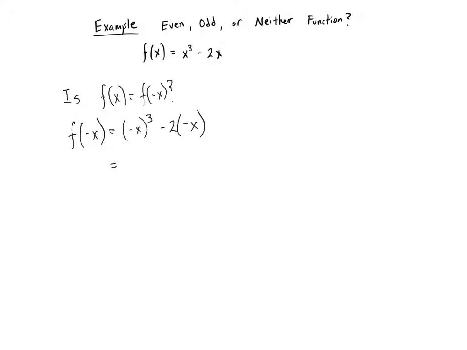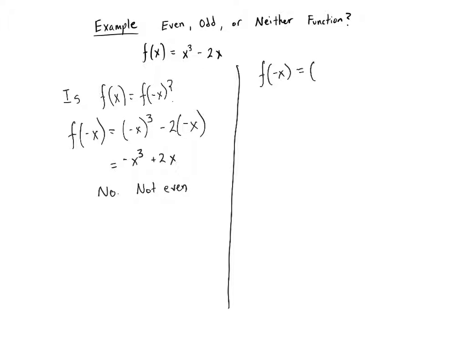So you simplify. What's negative x cubed? Negative x cubed. What's negative 2 times negative x? Positive 2x. So you don't get the same thing? No, not the same. So it's not even. So it could be odd or neither. We'll have to try the odd one. So we plug in a negative x, simplify it, and see if we get the opposite signs everywhere.